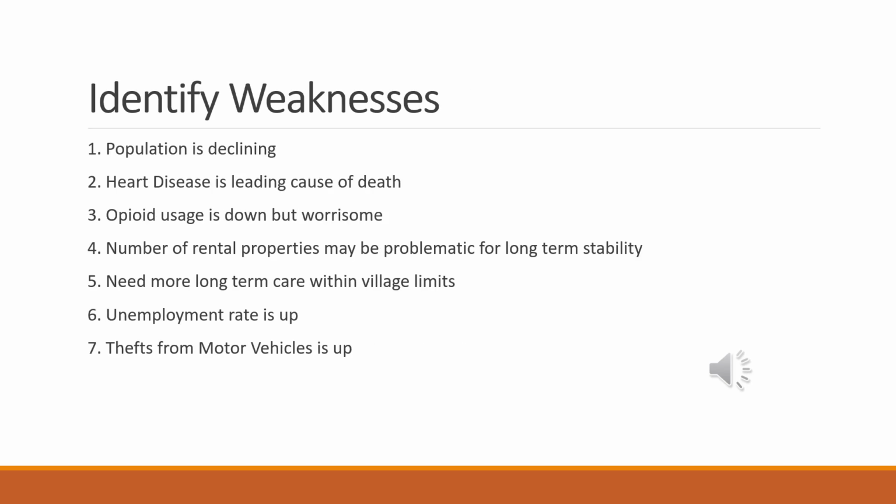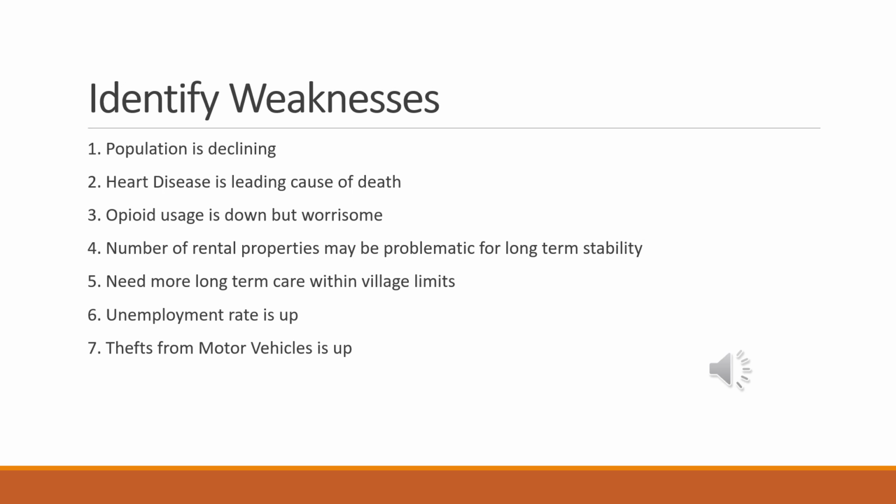Now, looking at the weaknesses from our assessment of Woodridge, the population is declining. Heart disease is the leading cause of death. Opioid usage is down, but worrisome. The number of rental properties may be problematic for long-term stability. We need more long-term care within the village limits. The unemployment rate is up, and thefts from motor vehicles is also up.